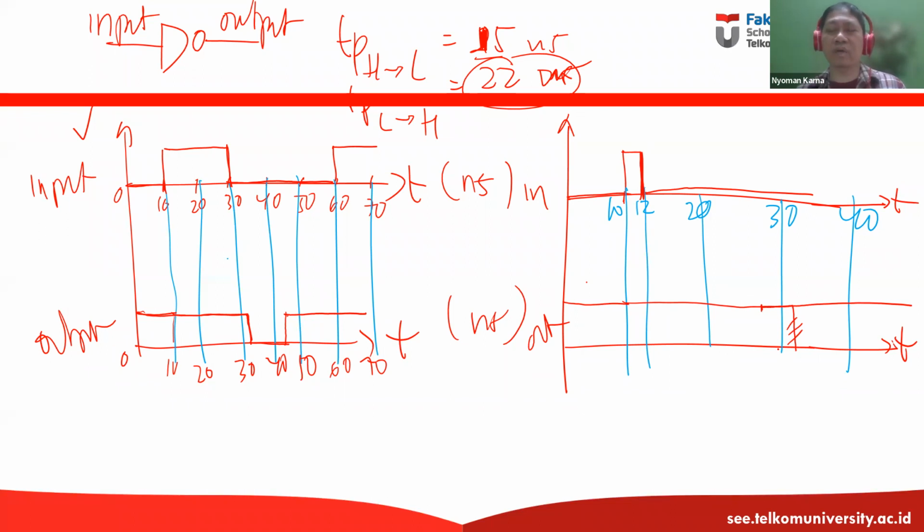This is what happens when we try to introduce a very small input, a very small width of input. So the pulse width is very small. So the output is supposed to change, but it will not change because of the delay.